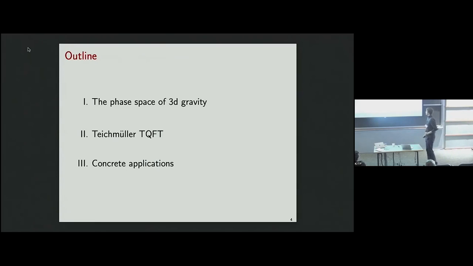This talk has roughly three parts. First I'll explain the phase space of 3D gravity. This is all known stuff; there's nothing new here. And we go on and quantize the theory from there. Then I explain the relation to this Teichmüller TQFT and the precise dictionary that we propose. And then hopefully in the third part I can convince you that it's actually useful for doing things.